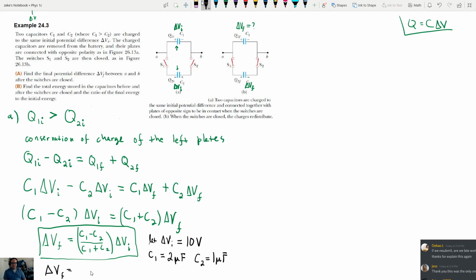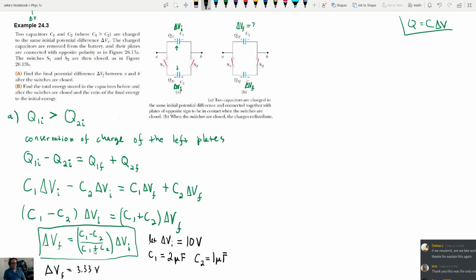Isn't it 10 over 3? Yeah, so like 3.33 volts, right? So if you start with 10 volts and I give you these two capacitances, it's about a third of the voltage that you have left over, right? That's because in the numerator you're doing 2 minus 1, which is 1, divided by 2 plus 1, which is 3.